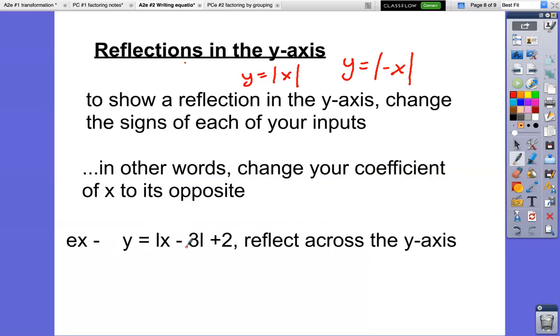Here's one example, and I'm only showing you this just so you're familiar with it. We'll talk more about this tomorrow. But you do have 2 questions on your assignment where it says I want you to reflect it across the y-axis. So if this is what it says, and they just want you to show a reflection across the y-axis, it's this simple.